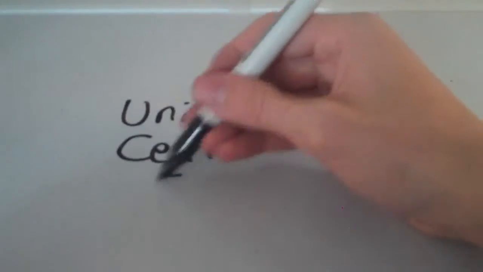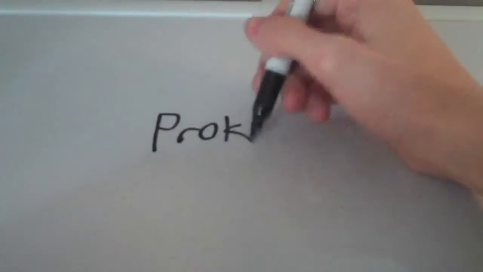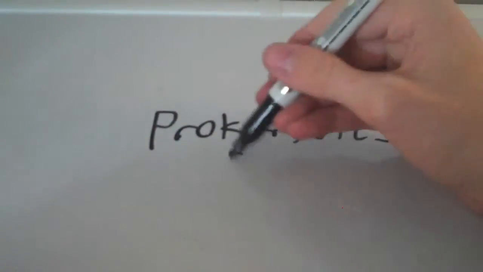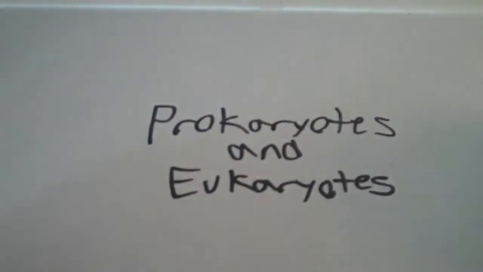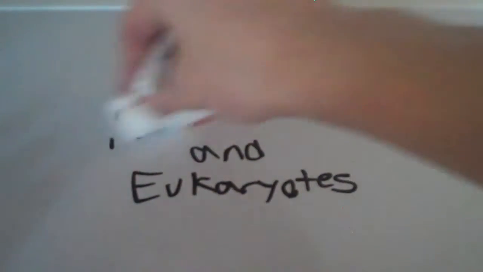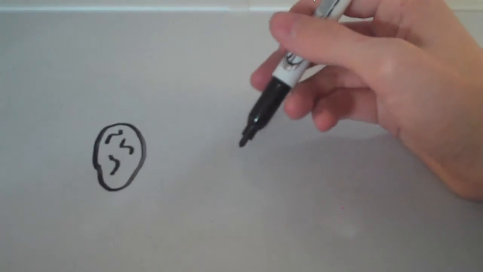Now we are looking at Unit 3, which covers cell structure. We are going to look at prokaryotic and eukaryotic cells. Prokaryotic cells are the smallest and simplest form of a cell. They're single-celled. They lack a nucleus. They are most commonly found in the form of bacteria, and they are much smaller than eukaryotic cells.